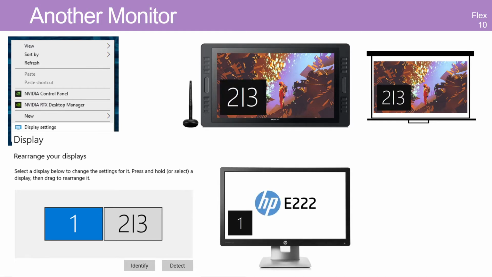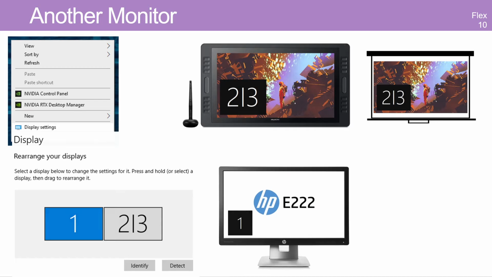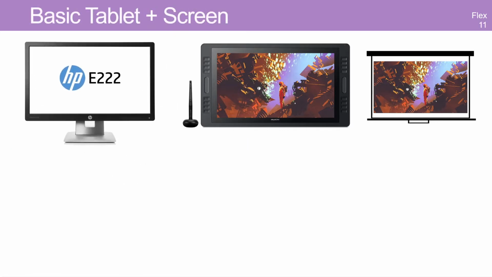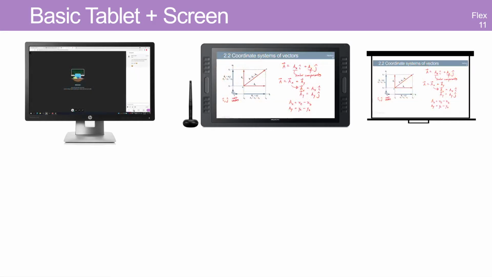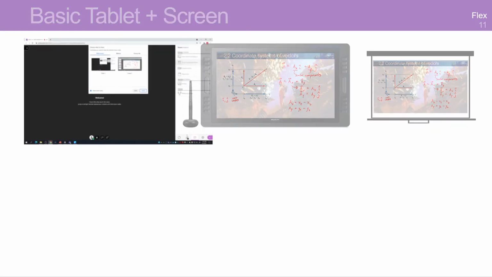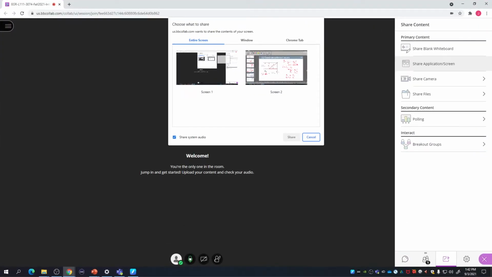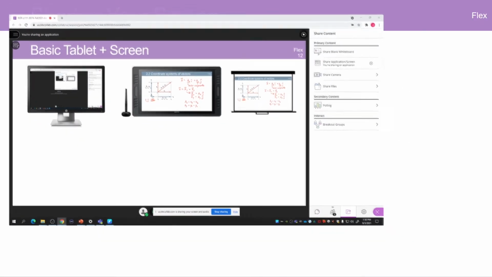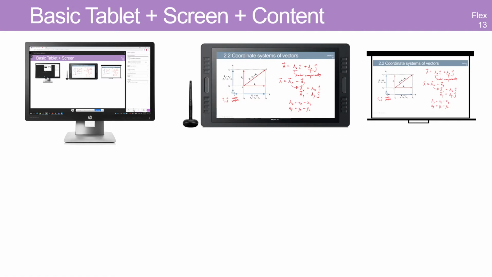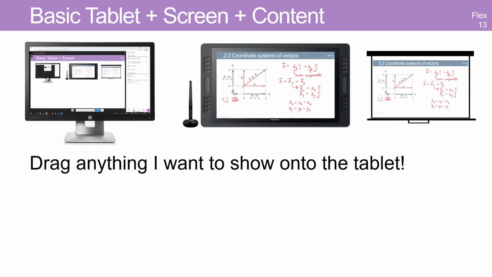So anybody doing this on Windows, feel free to duplicate this setup if you're interested in doing that sort of thing. But now I've got my screen that I put my Collaborate or Zoom or Teams or whatever you're using for the remote conferencing on there. And then I share that. So here's the screen. I share my screen there. And then anything I do on the tablet just goes up there. So anything I want people to see remotely, I just show on the tablet.